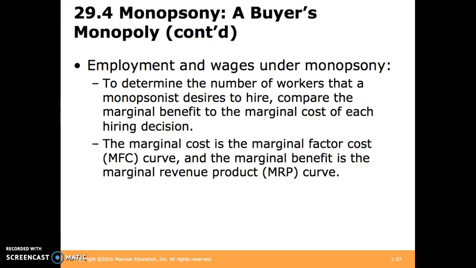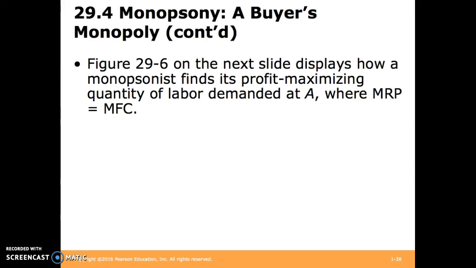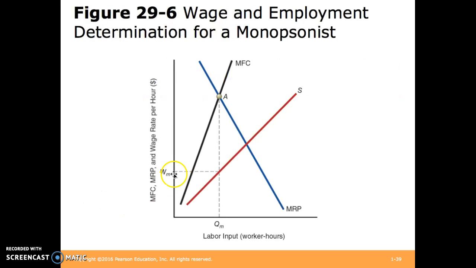So let's consider employment and wages under monopsony. To determine the number of workers that a monopsonist desires to hire, compare the marginal benefit to the marginal cost of each hiring decision. The marginal cost is the marginal factor cost curve that we just looked at, and the marginal benefit is the marginal revenue product curve. In the next slide, we'll show graphically how a monopsonist finds its profit-maximizing quantity of labor demanded at A, where marginal revenue product is equal to marginal factor cost. Here, we see that A is the profit-maximizing point, and this is where the marginal revenue product curve intersects the marginal factor cost curve.